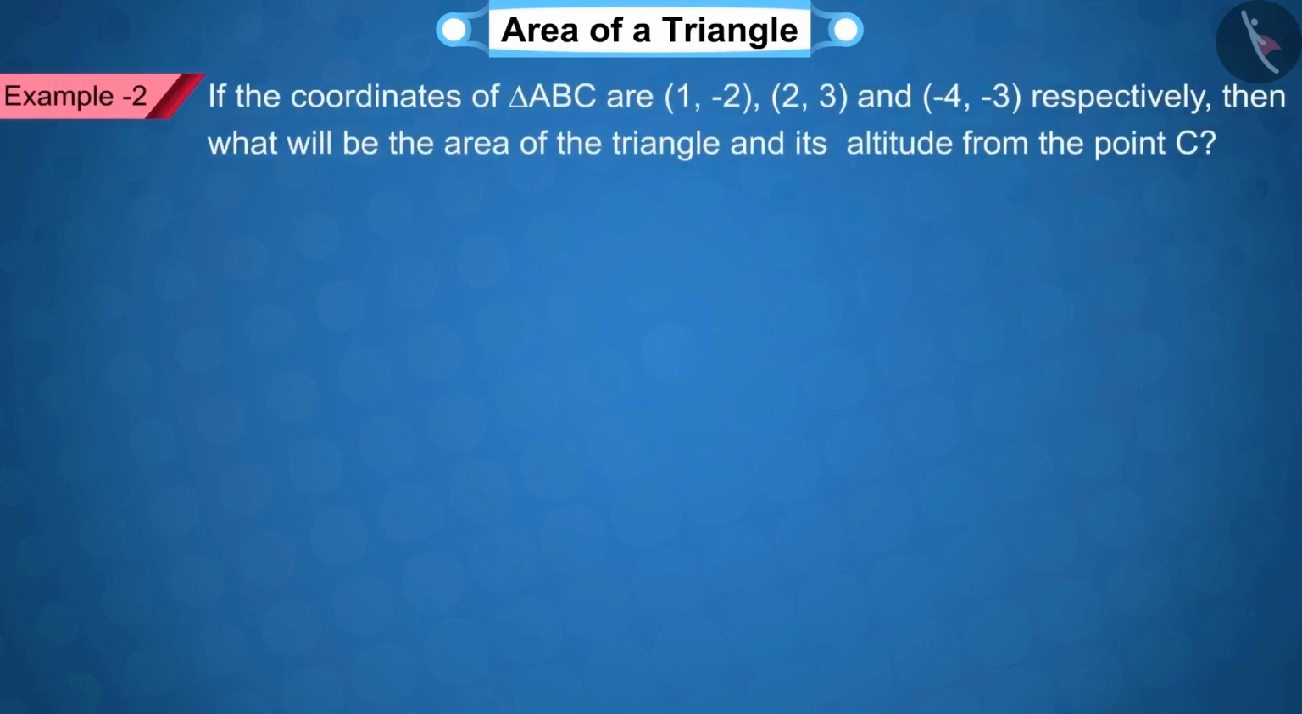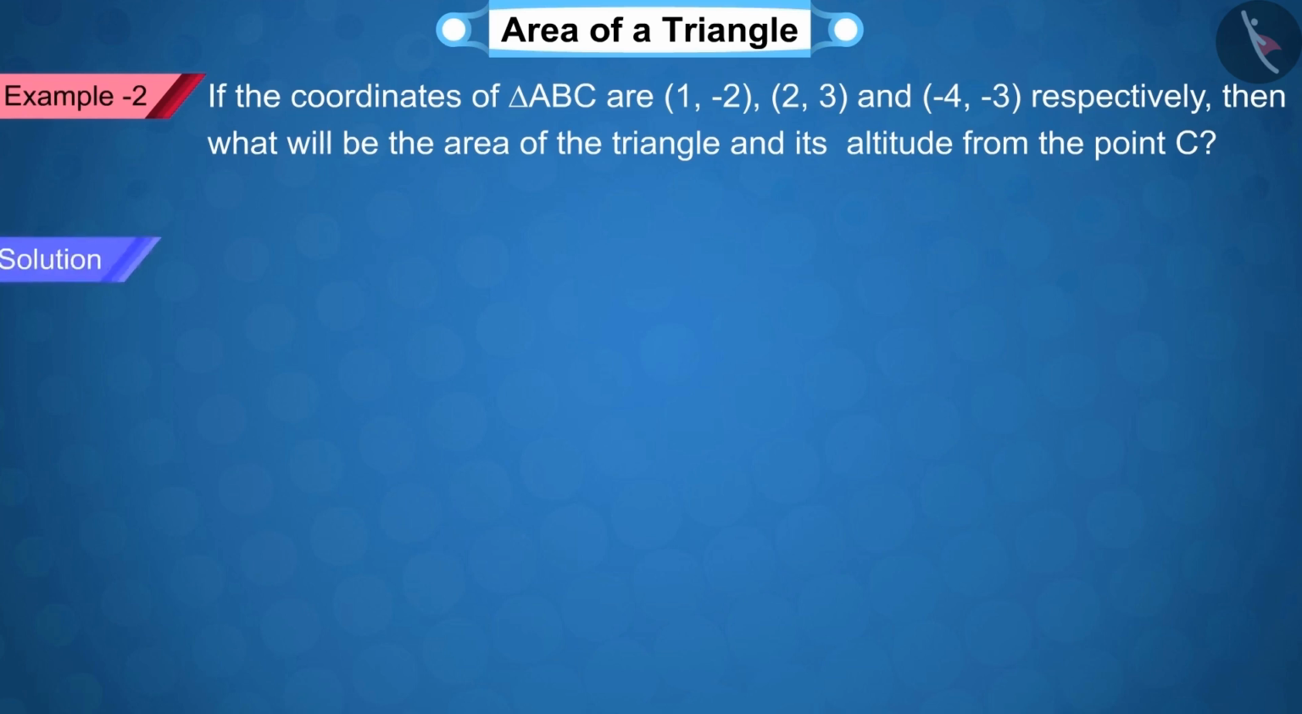Let's see another example. If the coordinates of triangle ABC are (1, -2), (2, 3) and (-4, -3) respectively, then what will be the area of the triangle and its altitude from the point C?